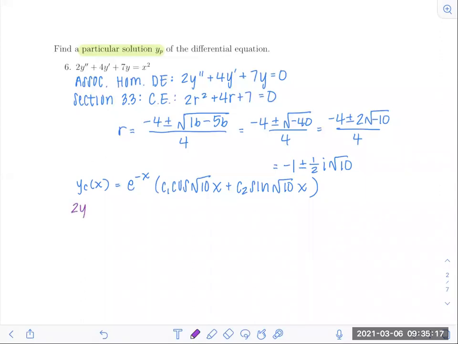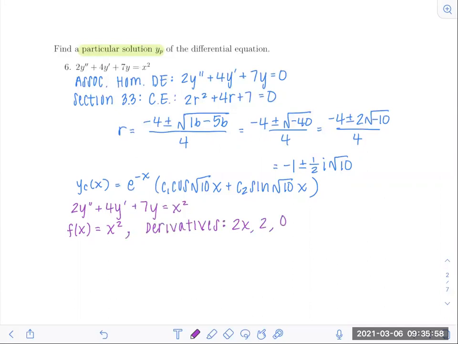So we're coming back to the original DE: 2y double prime plus 4y prime plus 7y equals x squared. And we're going to zero in on our f of x function. f of x is always that non-zero function on the right-hand side. And so what I might do here is list all of the derivatives. The first derivative would be 2x, the second derivative would be 2, and then all subsequent derivatives after that would be 0.